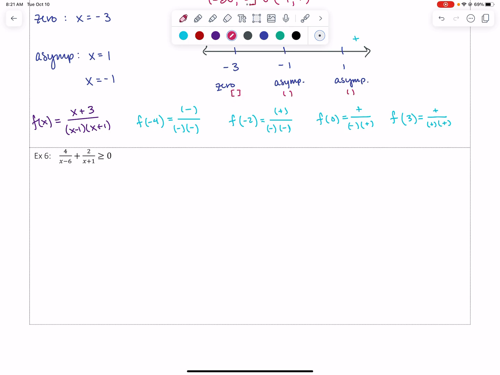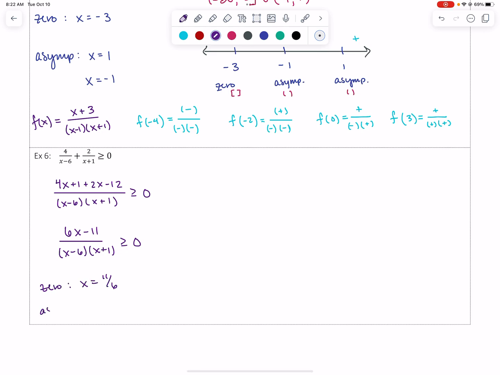So trying this last one together here, first of all, you want to make sure that you are combining it so that you can see what your function is going to look like. So I know that I'm going to have 4x plus 1 plus 2x minus 12 all over x minus 6 times x plus 1 is greater than or equal to 0. Combine our like terms, so we have 6x minus 11 over x minus 6, x plus 1 greater than or equal to 0. Okay, so I have 0 at x is equal to 11 over 6, and I have asymptotes at x is equal to 6 and x is equal to -1.